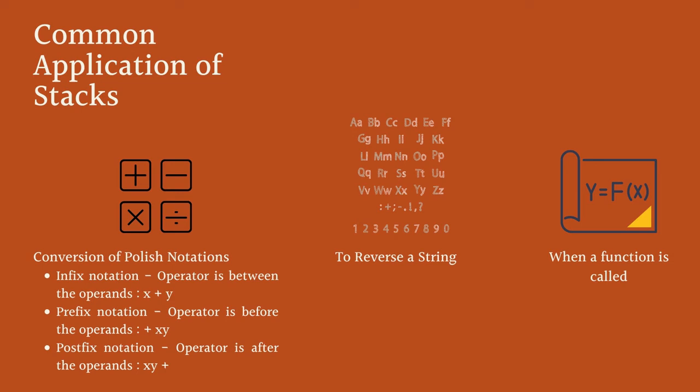The third application is when the function or a subprogram is called. When a function is called, the function that is called last will be completed first. It is the property of the stack. There is a memory area specially reserved for this stack.